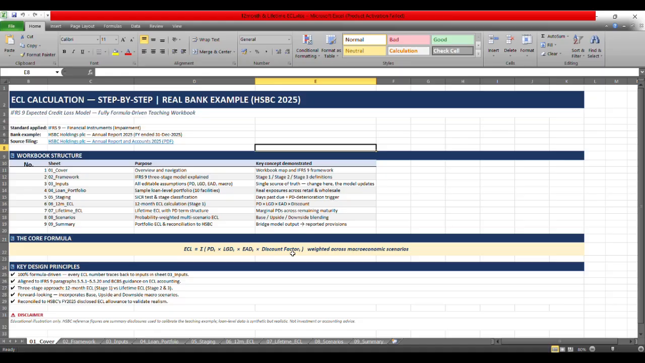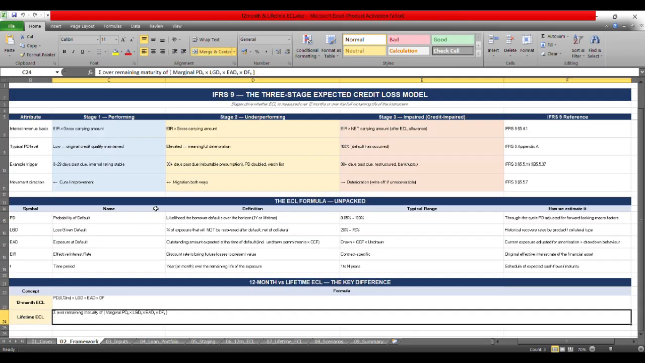Everything else that we are going to look at is just a variation, expansion, or refinement of that single equation. This workbook is built on three principles, and that is important. It's 100% formula driven. It's forward looking, meaning it uses expectations about the future and not just the history. And it's fully aligned with the regulatory guidelines that regulators expect banks to follow. So alright, let's move to the framework.